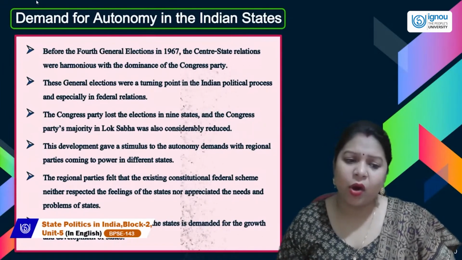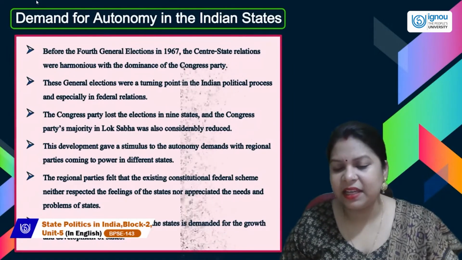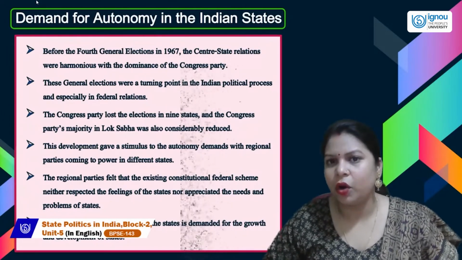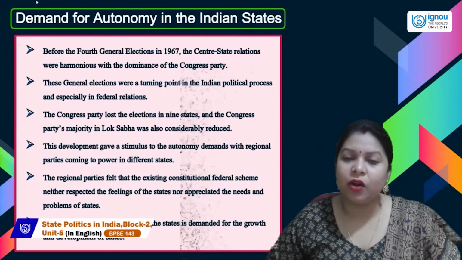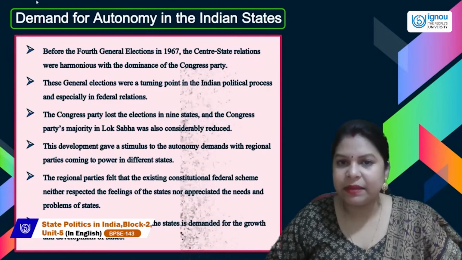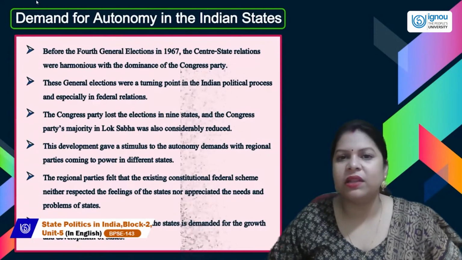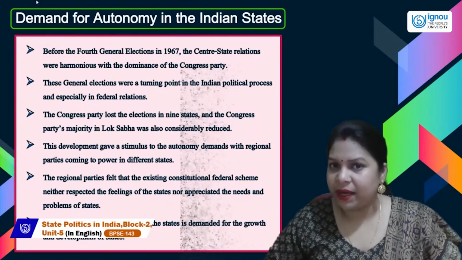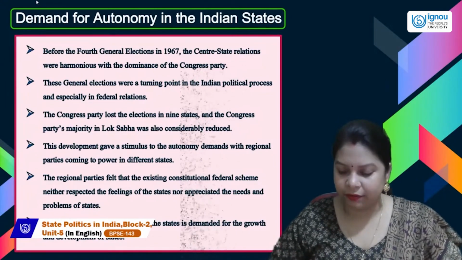So according to the regional parties, they felt that the existing constitutional federal scheme was not providing good assistance or any development to them, and they were not being heard properly. Their concerns were not being addressed. Hence, maximum autonomy of the state was demanded for the growth and development of the states. So, what these states were demanding was: please give us autonomy, give us independence, and then we will be growing and developing on our own.